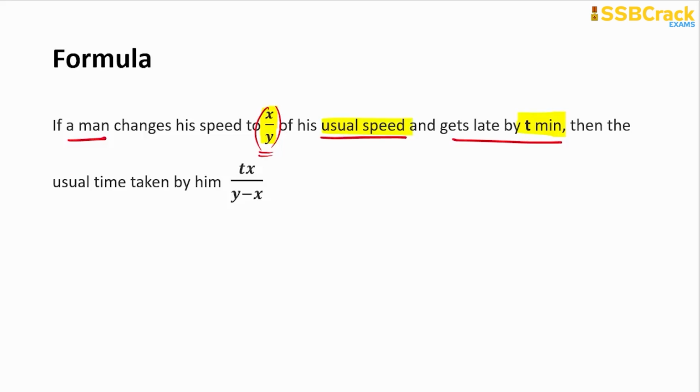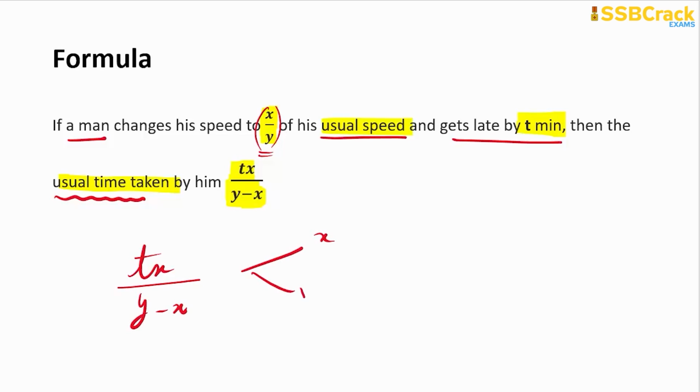Then the usual time we can find out with this scenario formula, that is tx upon y minus x. What is this formula for? This is to calculate the usual time. See, there was already a usual speed, the original speed with which the man is either walking or running or in motion, isn't it? So we are here bothered about the question, that is to get the usual time of motion with the help of the change of speed and the time he is getting late with that change of speed. Getting the point? The formula is tx upon y minus x.